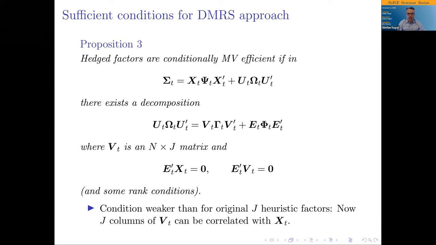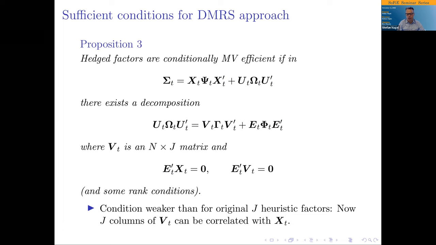So hedge factors are going to be conditionally mean variance efficient if, in the covariance matrix, you can take this U omega U prime component that we talked about earlier and decompose it into two parts, where the second part related to this E matrix is basically unrelated. These vectors in E are unrelated to the characteristics. The E vectors are also unrelated to the column vectors in V. But these column vectors in V can be related to characteristics. So we do not need to rule out that they are related to characteristics.